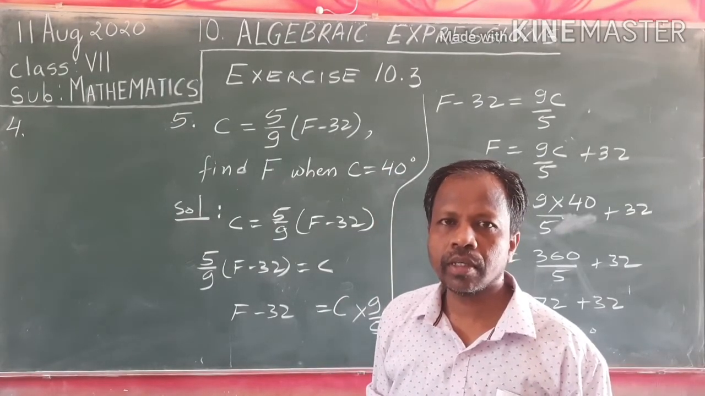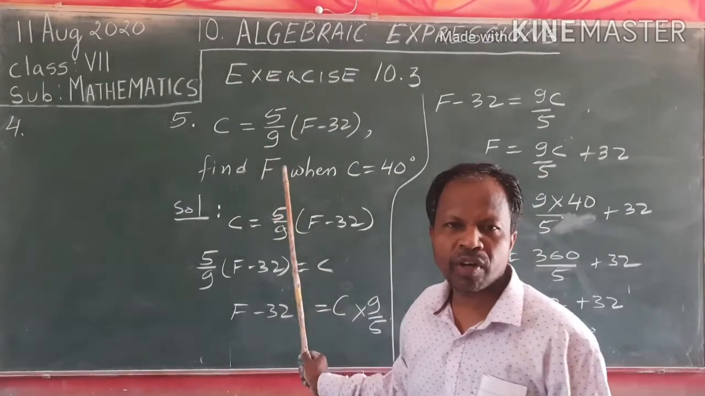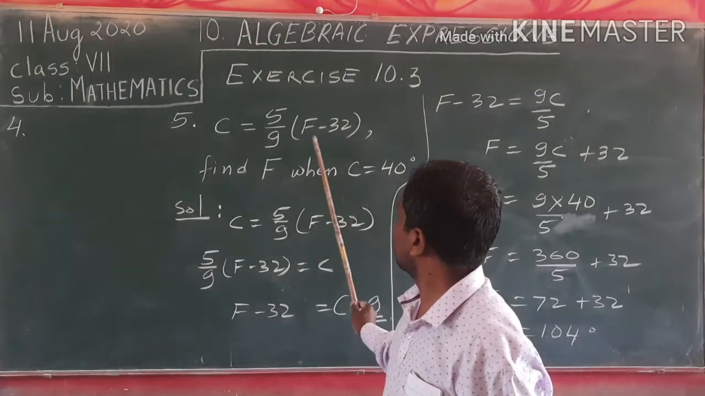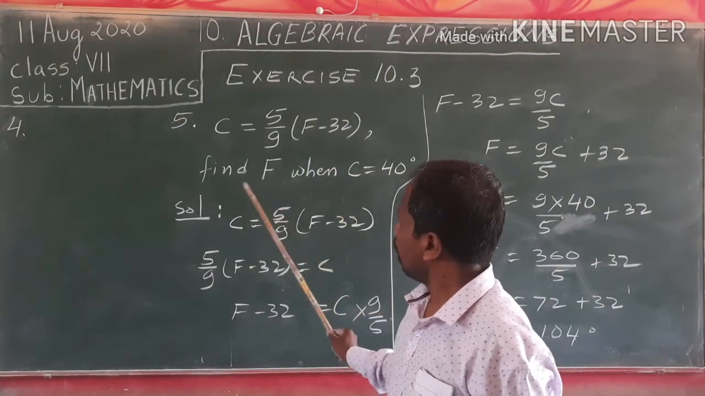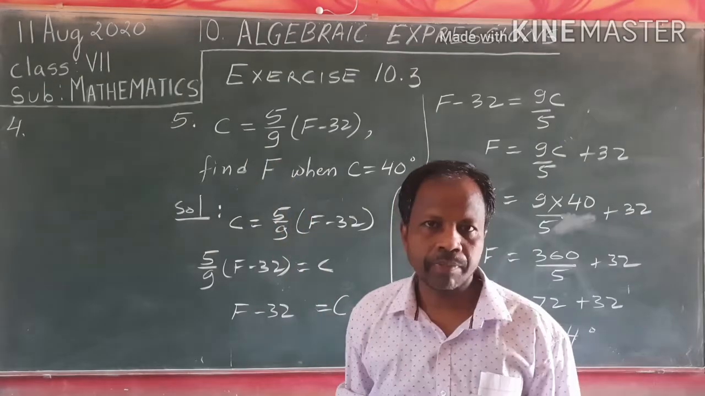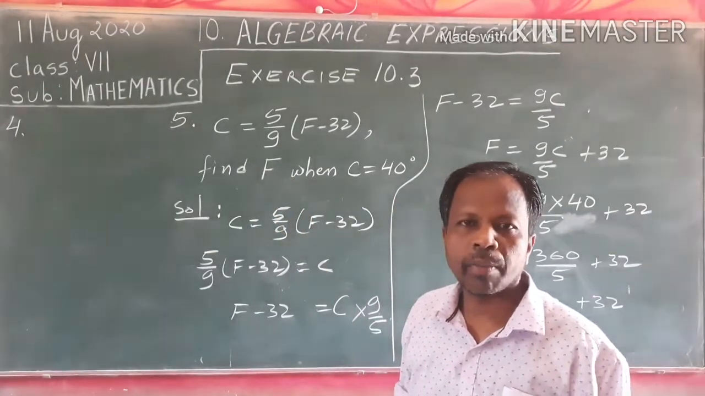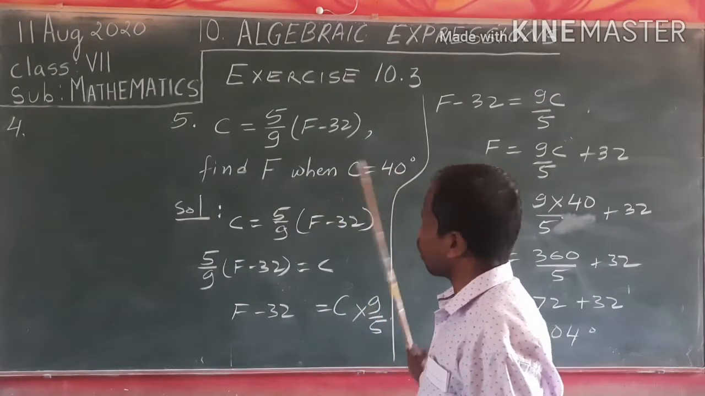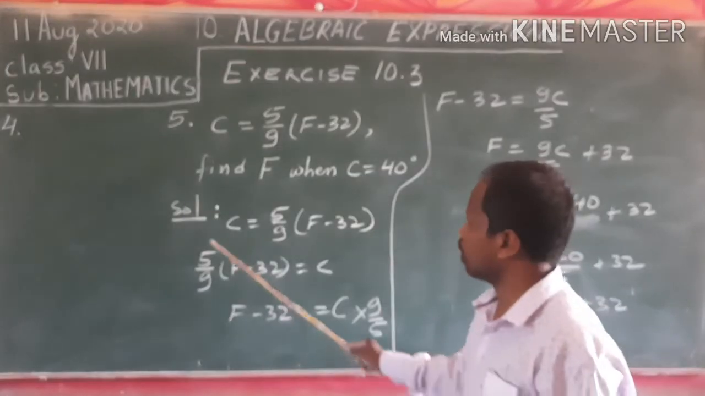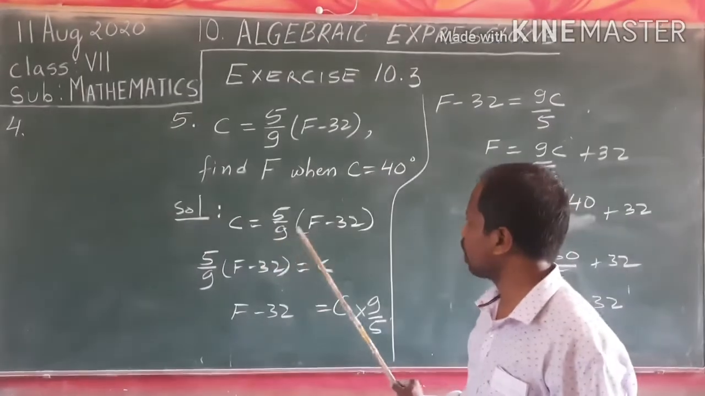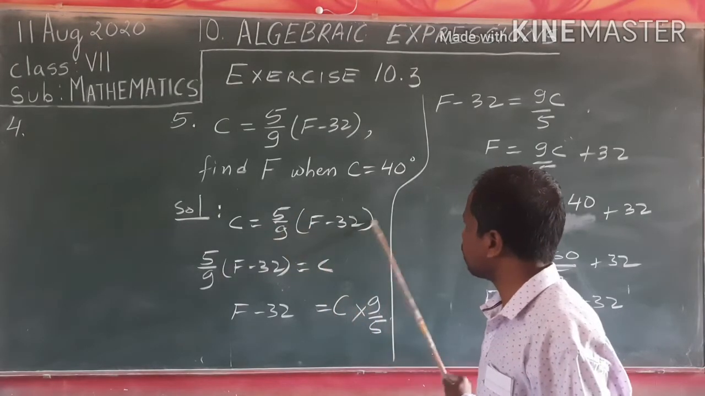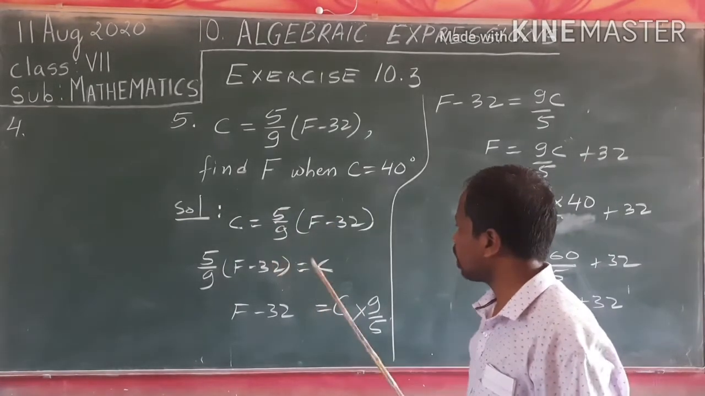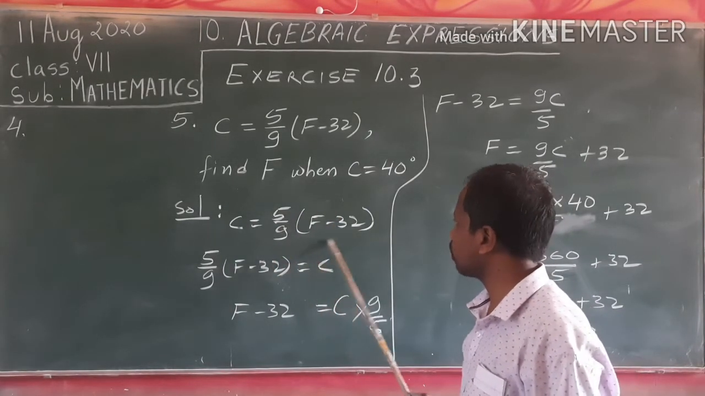Fifth question says here C is equal to 5 upon 9 times f minus 32 in the bracket. We have to make f as the main variable or subject, when the value of C is 40. Solution: C is equal to 5 upon 9 (f minus 32). Can you write this one in the left hand side and C in the right hand side? Yes, C in the right hand side and this in the left hand side.